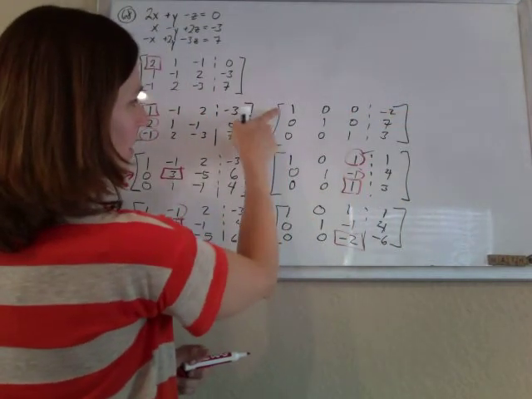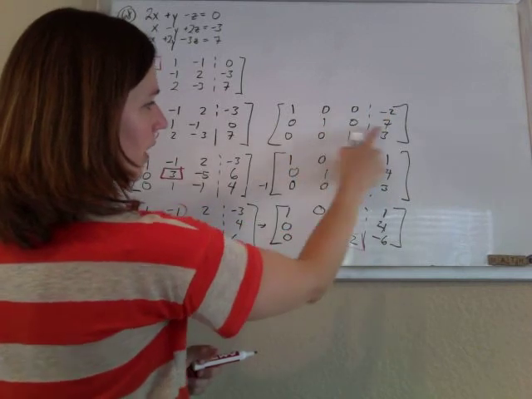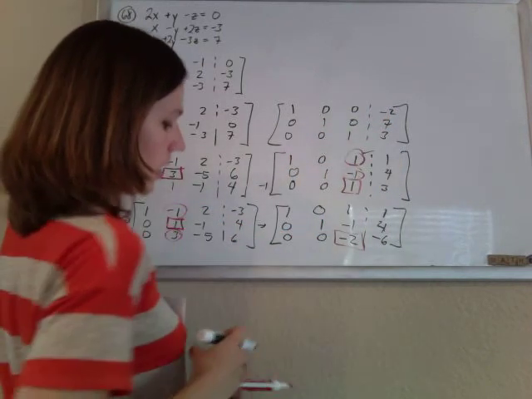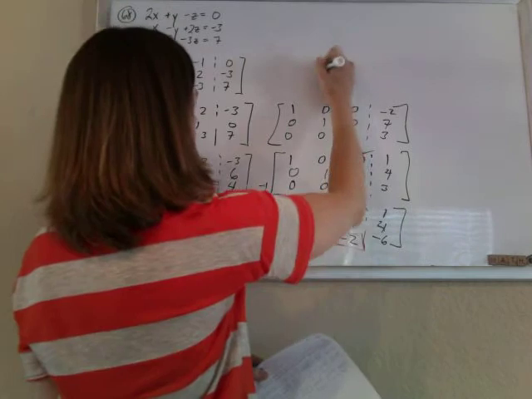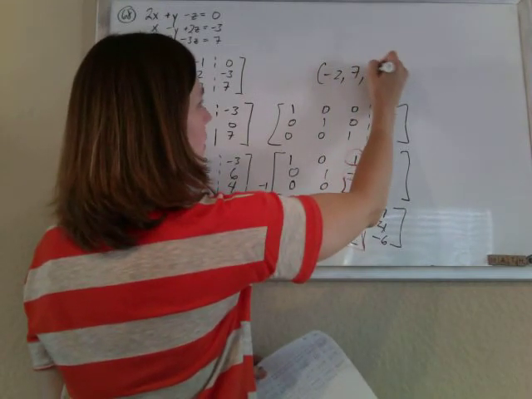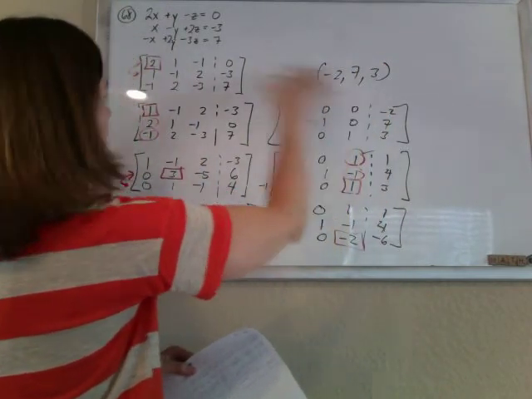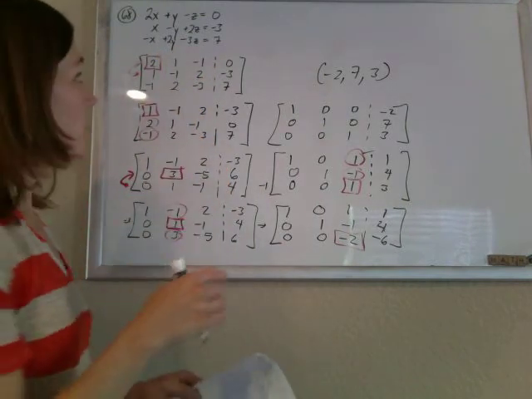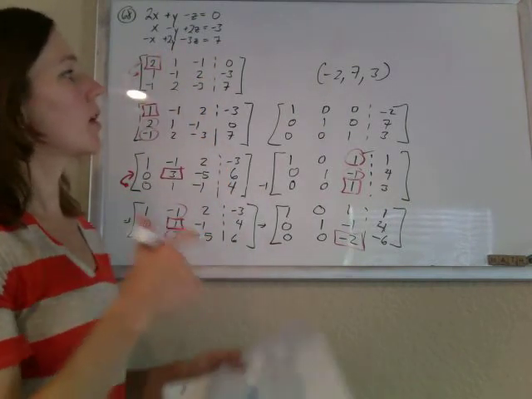Ha! X is -2. Y is 7. Z is 3. Our solution is -2, 7, 3. You can plug those into each one of those equations. It'll make each one of those equations true. Pretty awesome.